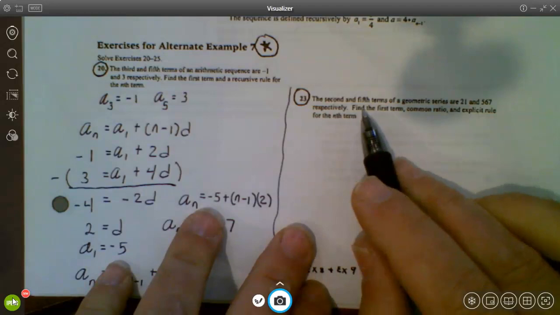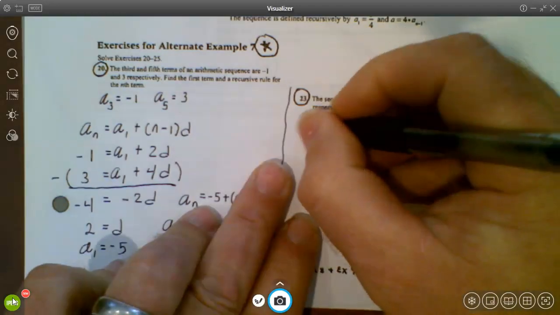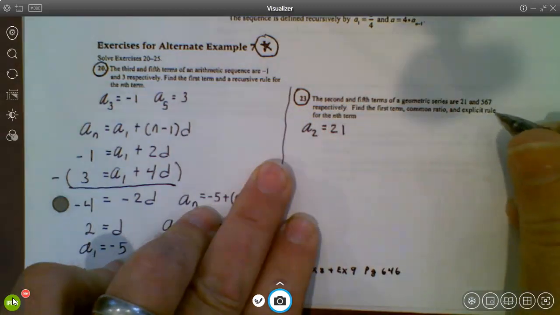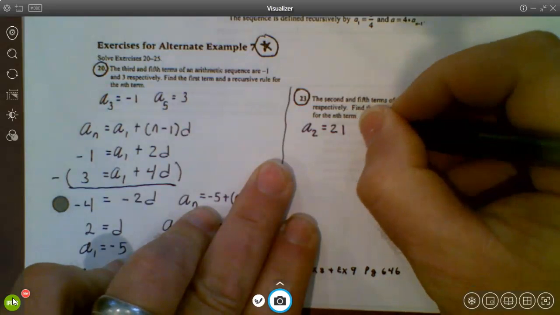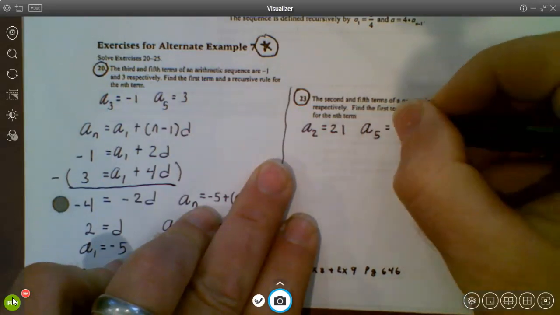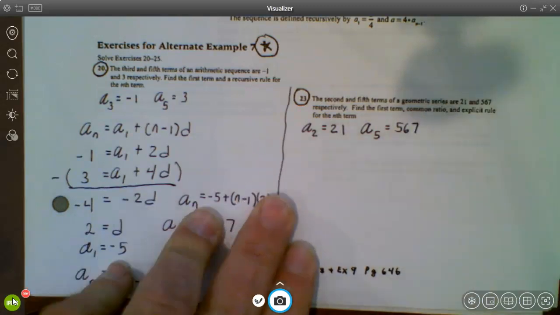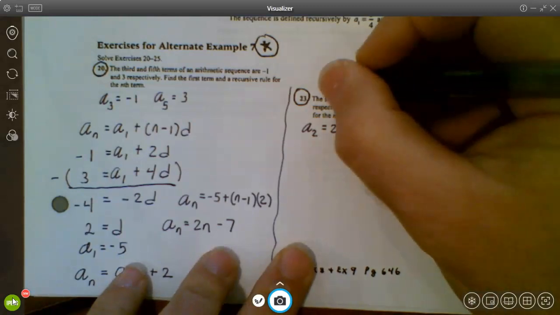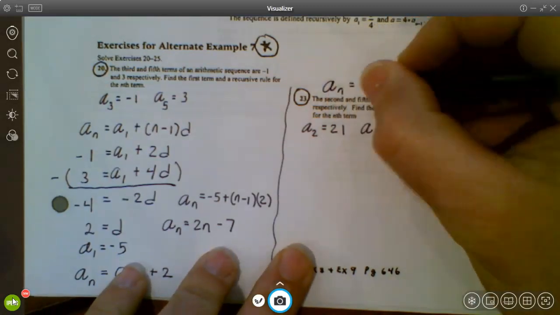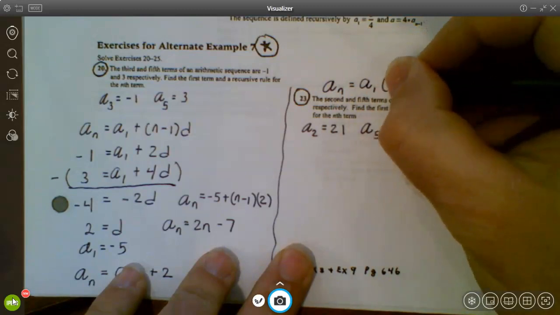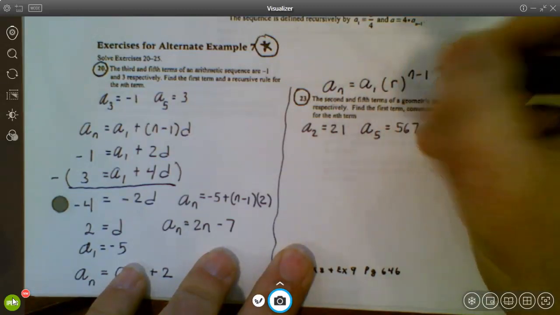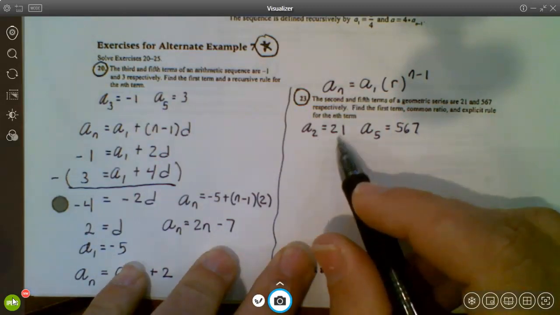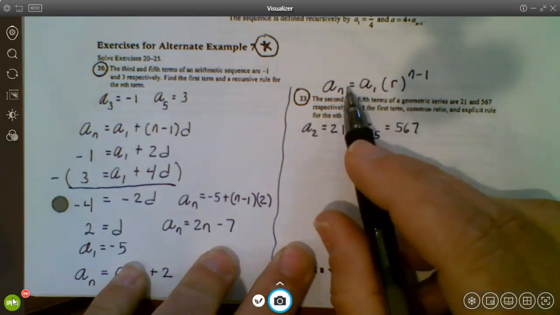So if I know the second term is 21, and I know that the fifth term is 567, as far as writing those in terms of the formula, remember, our formula looks like this. All right, there's our formula. So let's plug in some numbers here. When my second term is 21, that means when n is 2, my value is 21.